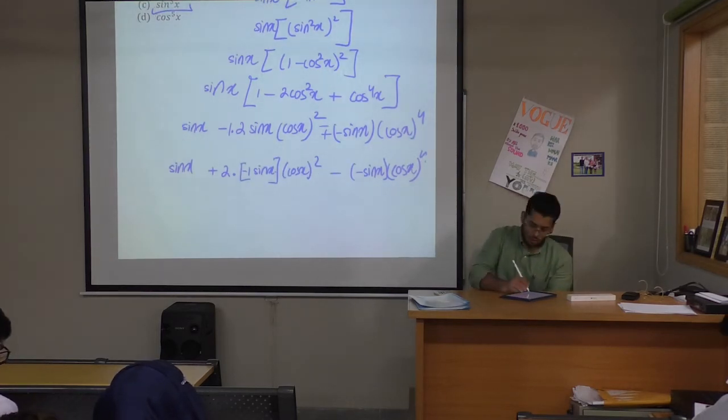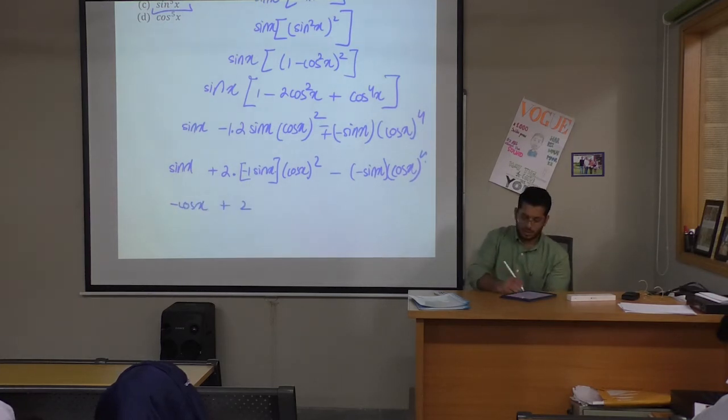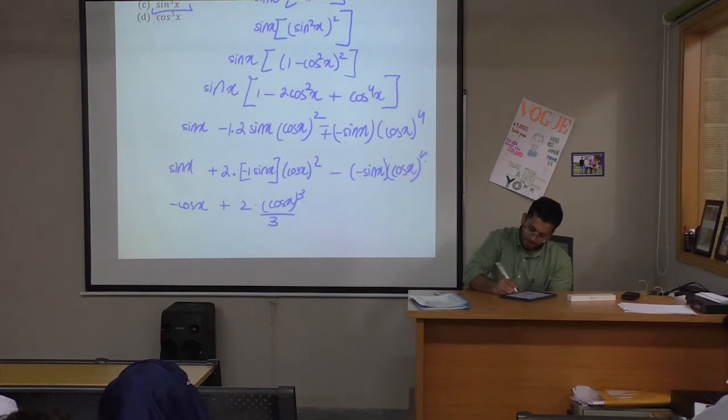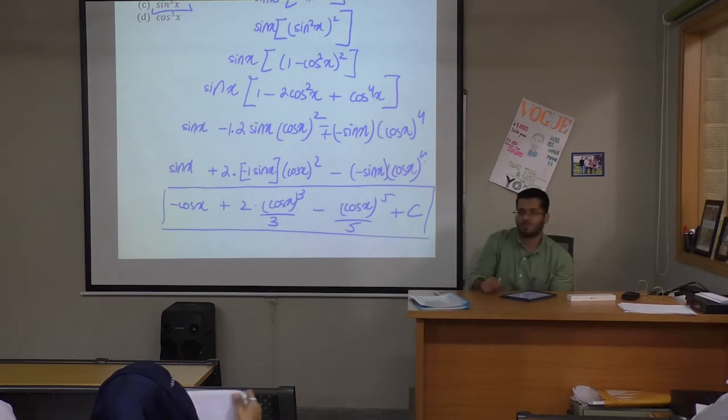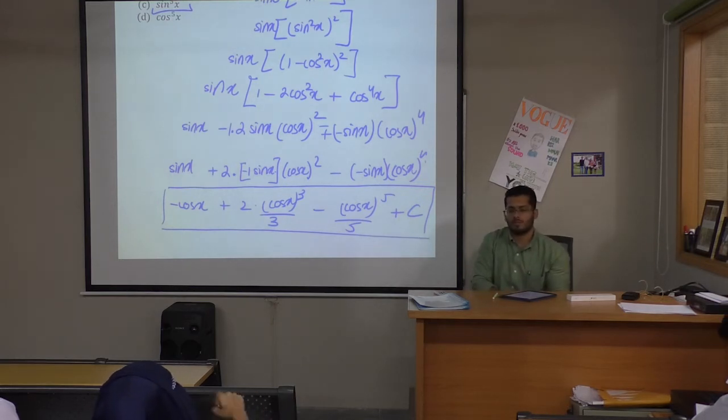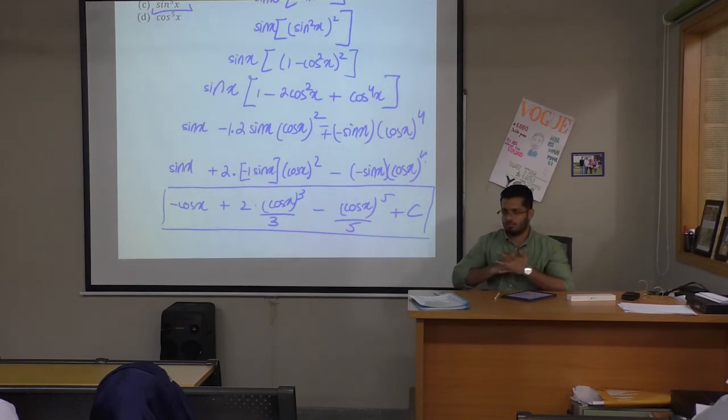Sine integration is minus cos x. The 2 is just a scalar multiple. Add 1 to the power, divide by the new power. Minus. Add 1 to the power, divide by the new power, plus c. You end up with this. Do you get this? Yes.